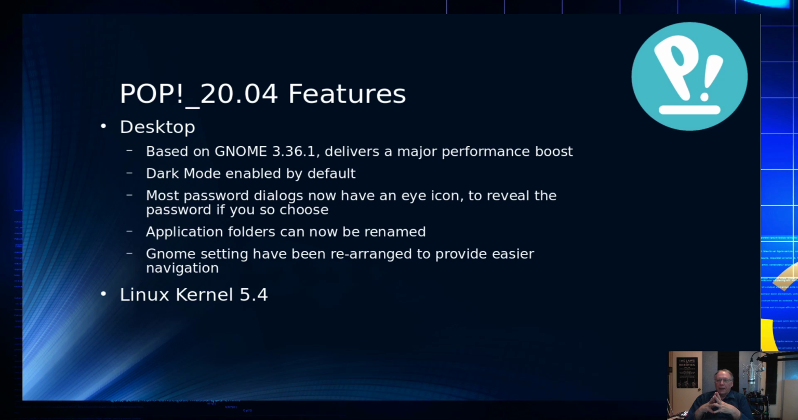Dark mode, however, and so the System76 folks are listening. Yay! Dark mode is enabled by default. And most password dialogues now have an icon next to them, and if you press that, just like they do on the web, it will reveal your passwords in plain text. Application folders can now be renamed, and GNOME settings have been rearranged inside of the settings panel to make it a little bit easier to navigate. And of course, the Linux kernel is 5.4.